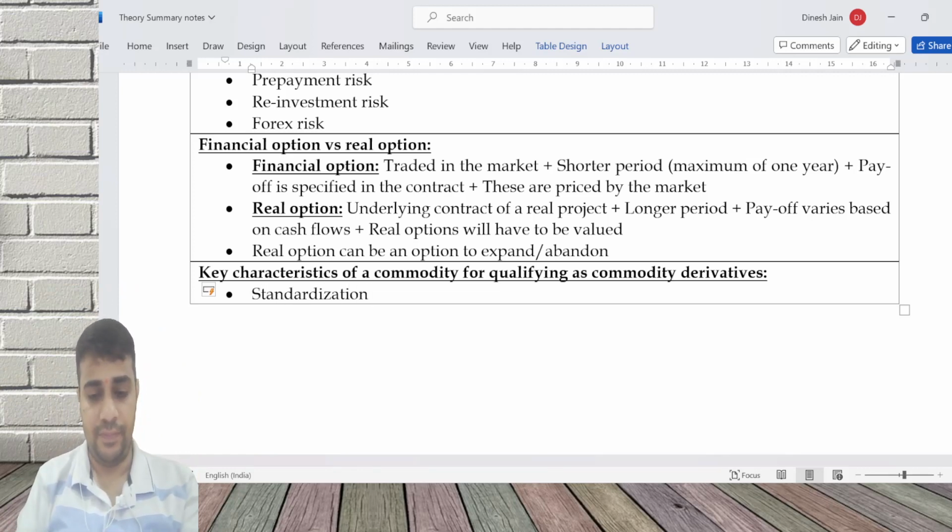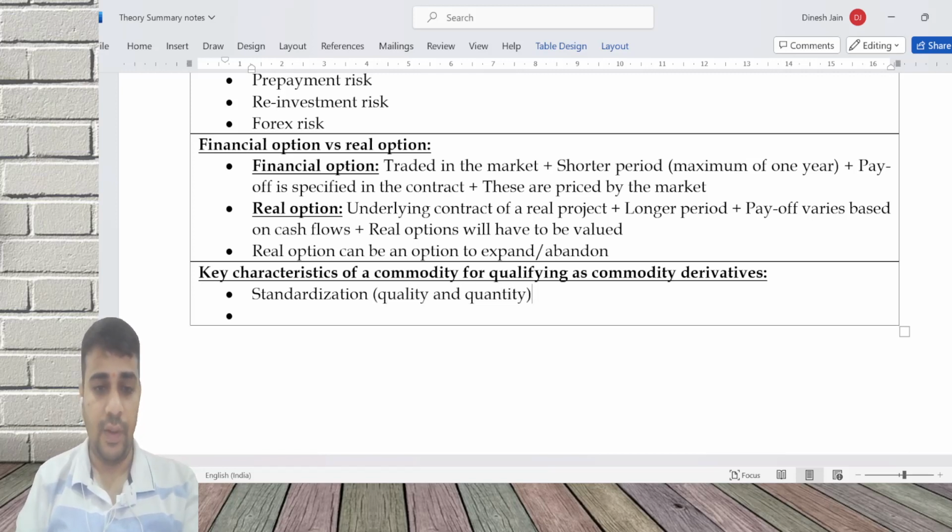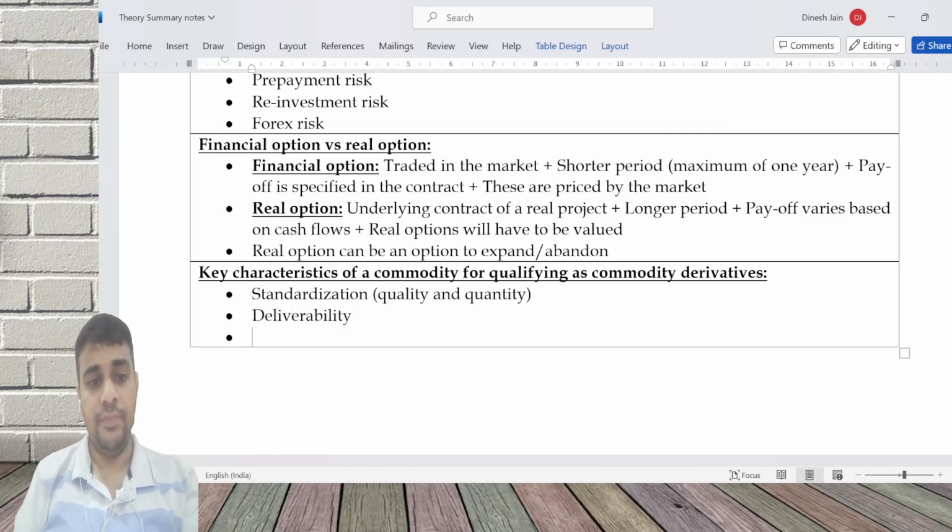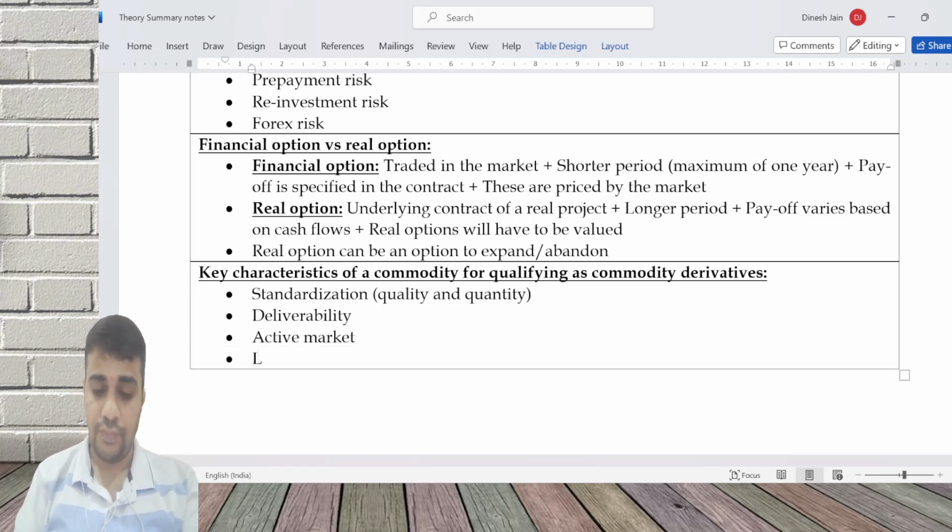Standardization, quality and quantity, deliverability, active market. Liquidity and active market are the same. Liquidity.